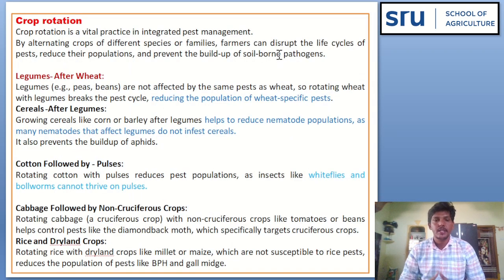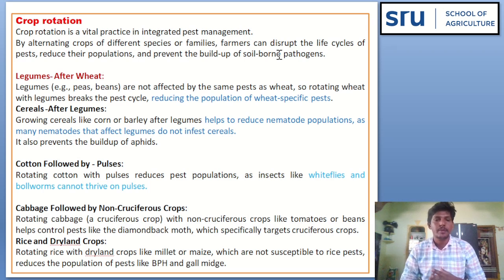Next normal method is crop rotation. Crop rotation is the most vital practice in integrated pest management. Crop rotation is nothing but growing one crop in the same field area in this season, and altering it with another crop in the next season. Doing like this can disrupt the life cycle of insect pests and manage them.